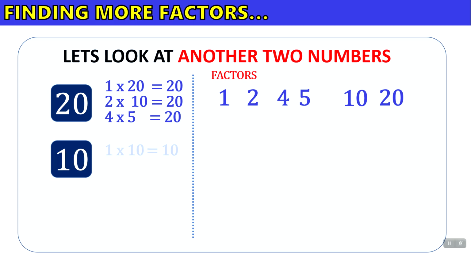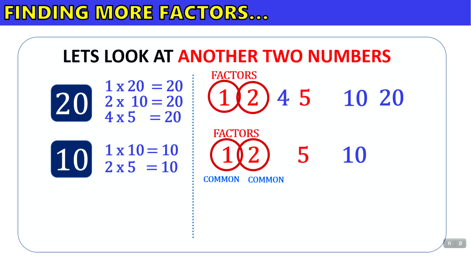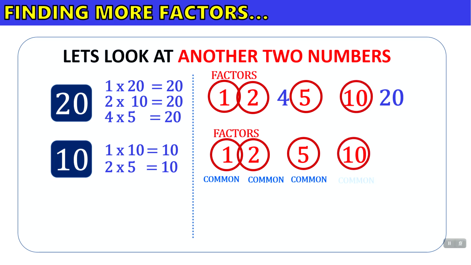And now the factors of 10. 1 times 10 is 10, so the factors are 1 and 10. And 2 times 5 is 10, so the factors are 2 and 5. And we can see the factors of 10 are 1, 2, 5, and 10. Now the common factors, again, 1 is common to both. We can see that 2 is common to both. And in this question, we can see 5 is common to both. And also 10 is common to both. So the common factors of 10 and 20, we have now 4 numbers, 1, 2, 5, and 10. And the HCF, the highest, the greatest, is 10.